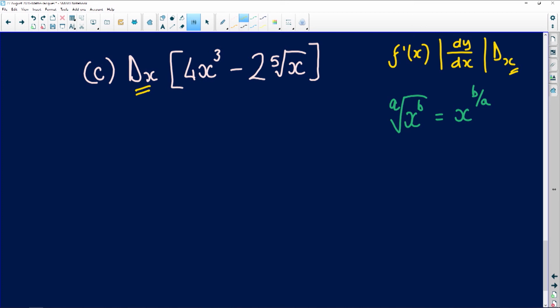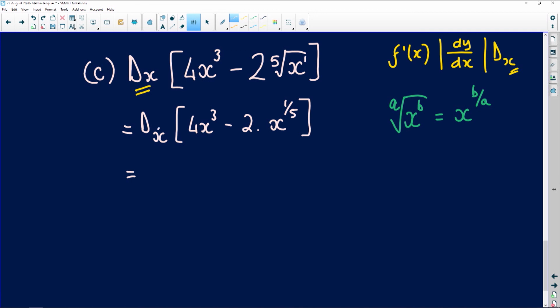So let's fix it so that we can differentiate it. We are not differentiating yet, so we keep the capital DX coming along. 4x cubed is ready to be differentiated. This side was not. So that becomes minus 2 times x to the power b over a. B is 1 in this case, so x to the power 1 over 5. Now, matrix, you are ready for 4 marks to differentiate this.